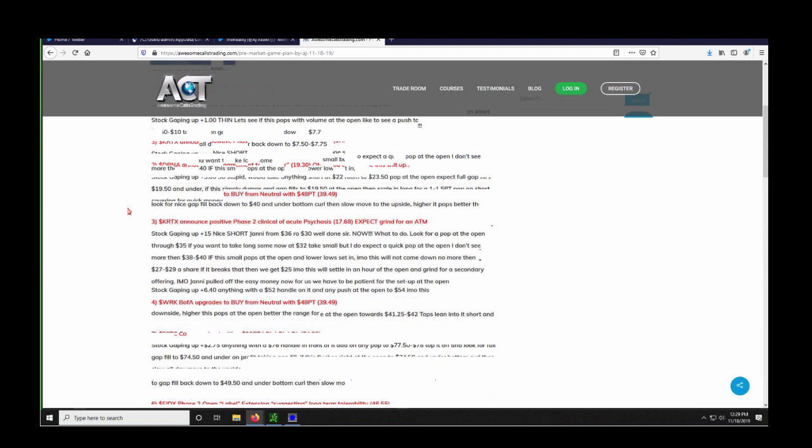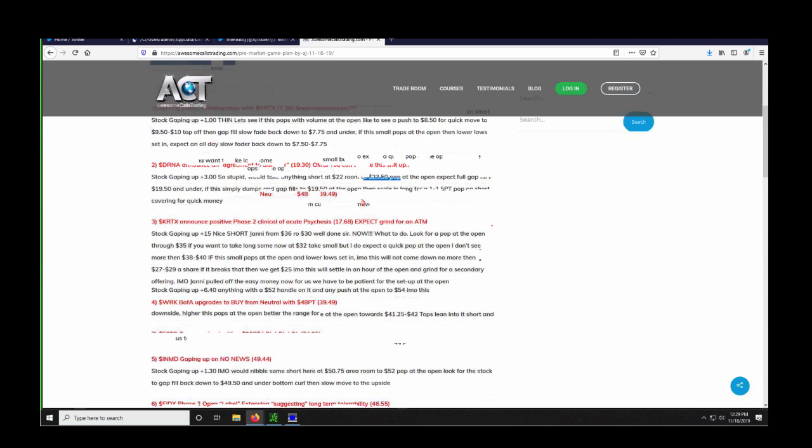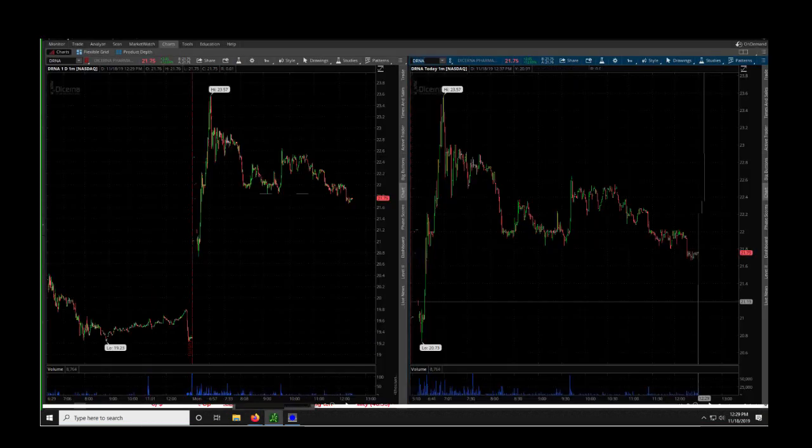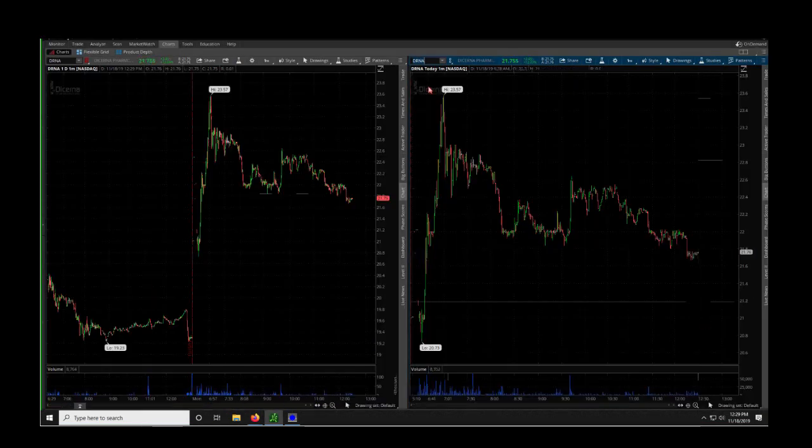And it is now going down to 21.68. So almost a 2-point pullback already on that one. So that was a really good one.